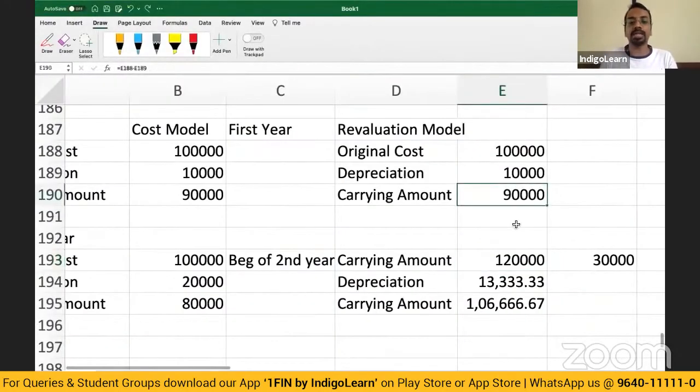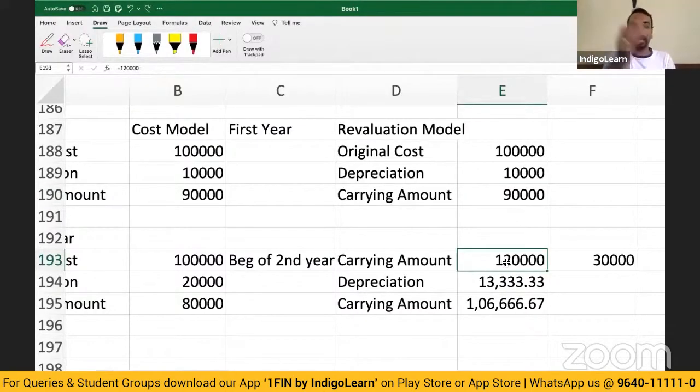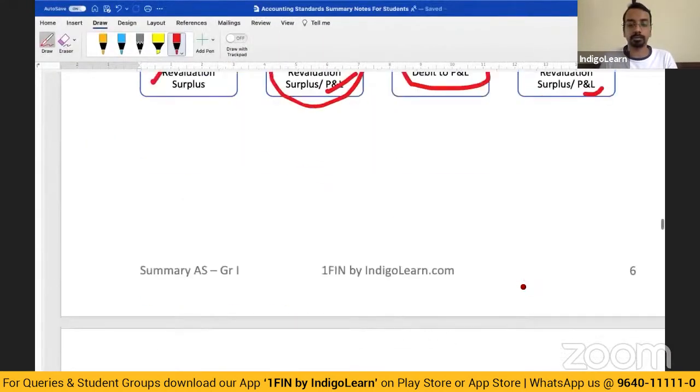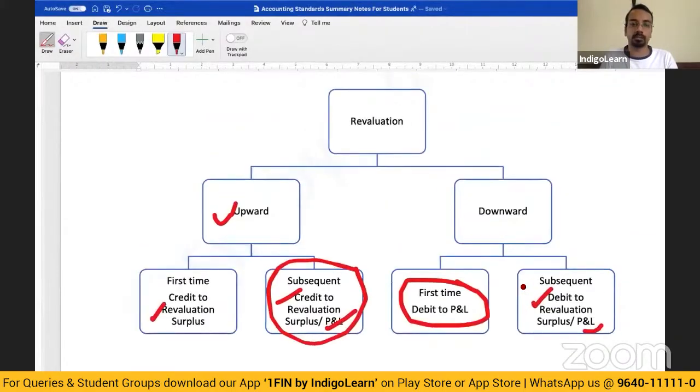30,000 is the difference between the carrying amount at the end of the first year and the revaluation done at the beginning of the second year. Theoretically, in one day the value will not change so much, but I'm just giving you an example. So 90,000 to 1,20,000, 30,000 is the revaluation surplus. Then what do you do with this revaluation surplus? Based on the depreciation difference, you can transfer it to the general reserve, not to the P&L, or at the end of the useful life of that asset, whatever is the balance in revaluation surplus can be transferred to the general reserve.